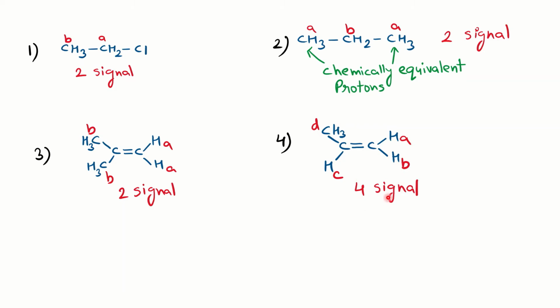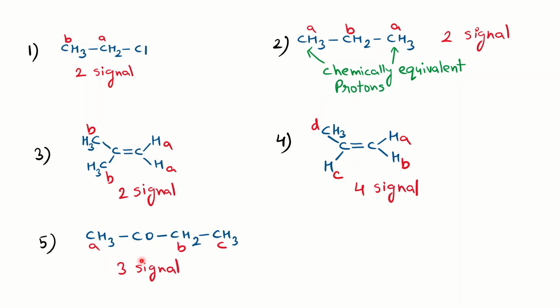So total 4 signals. And the trick is, whenever you get an alkene molecule, you have to open all the protons to identify whether all the protons are chemically equivalent or non-equivalent, three-dimensionally, so that you can easily see and compare cis and trans.